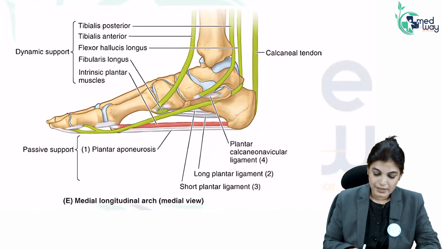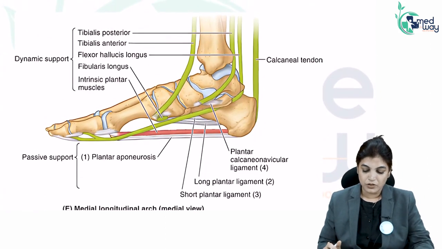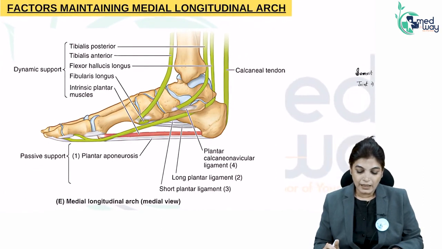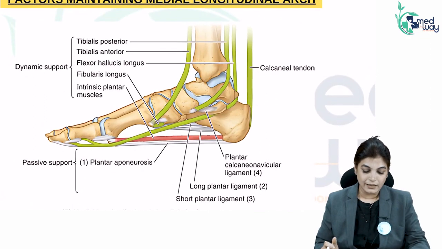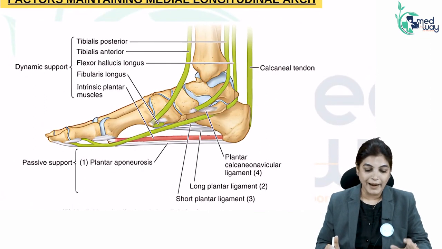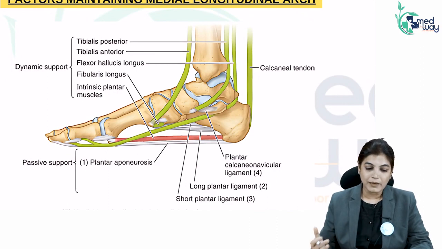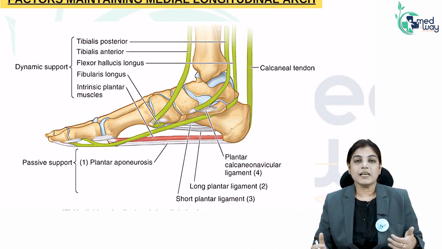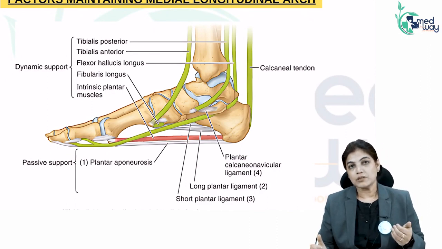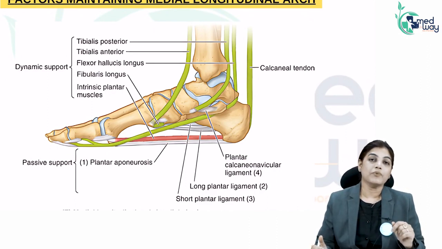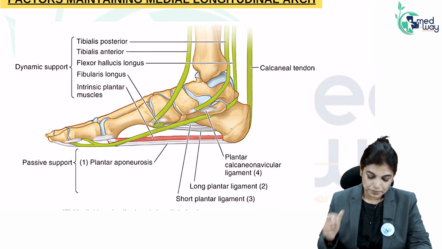For understanding the factors which are maintaining the medial longitudinal arch, I am slightly enlarging the image. When I am enlarging the image, it is quite clear that you are seeing the arch from the medial aspect, which is quite clear in this image. And now we can talk about the factors maintaining. So if we talk about factors maintaining, there are bones, ligaments, muscles, tendons of muscles, and aponeurosis. These are all very important for the factors maintaining the medial longitudinal arch.